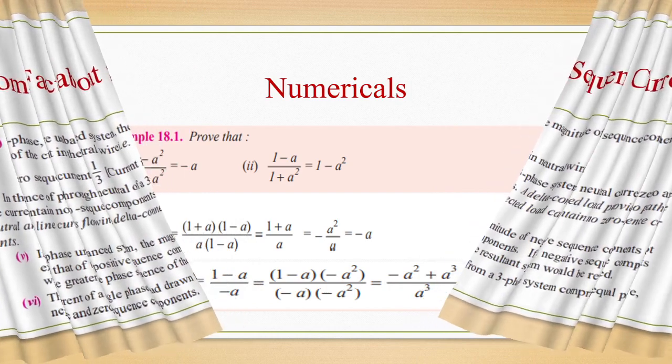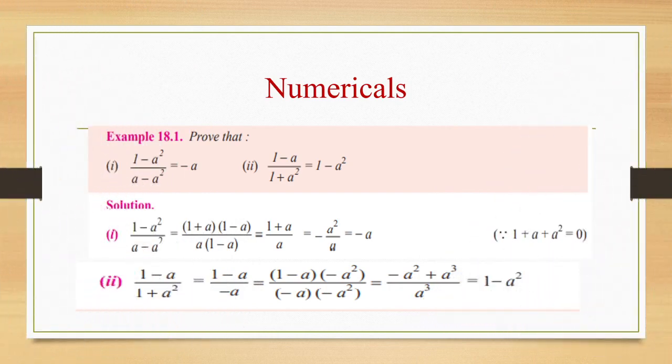So in the previous class, we have seen these numericals, that is, prove that (1 minus a square) by (a minus a square) is minus a, and second is (1 minus a) by (1 plus a square) is 1 minus a square. What we have done here is, it is in the form of a square minus b square. It can be written as (a plus b) into (a minus b). So (1 plus a) into (1 minus a); 1 minus a, 1 minus a get cancelled, leaving (1 plus a) by a. Now 1 plus a is equal to minus a square according to the property of operator a. So minus a square by a is becoming minus a.